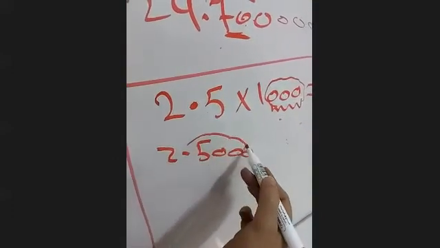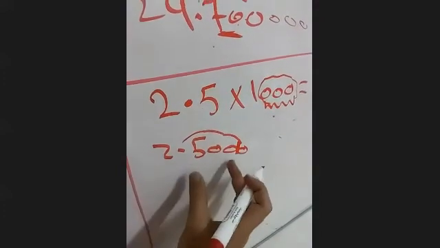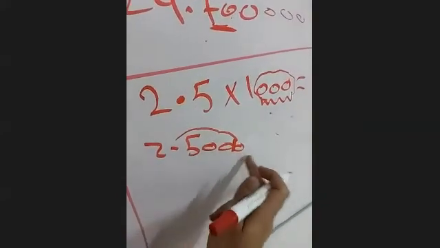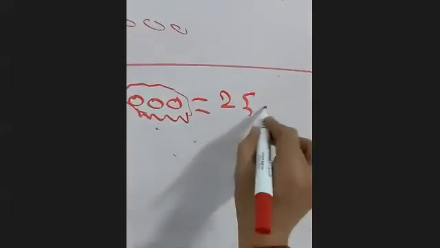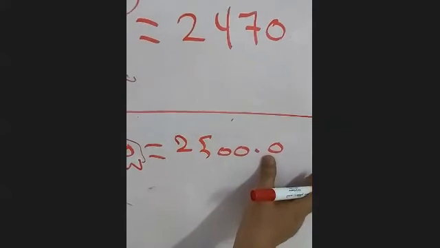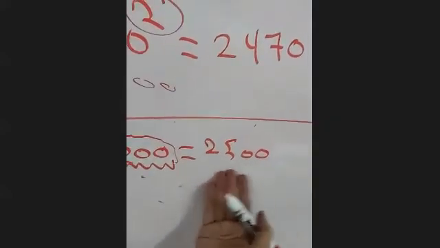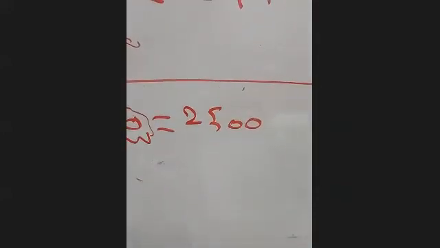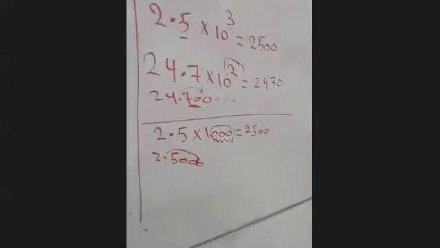1, 2, 3. The decimal will be here, right? You're right. 3 digits. So what's the answer? 2500 decimal 0, right? Now decimal 0, do we need it? No. Erase it. So what's the answer? 2500. Good question, guys.